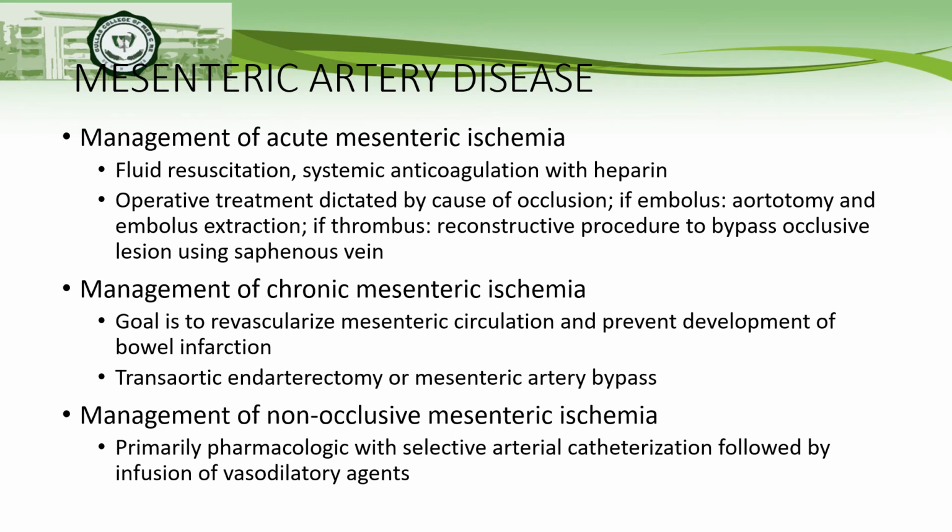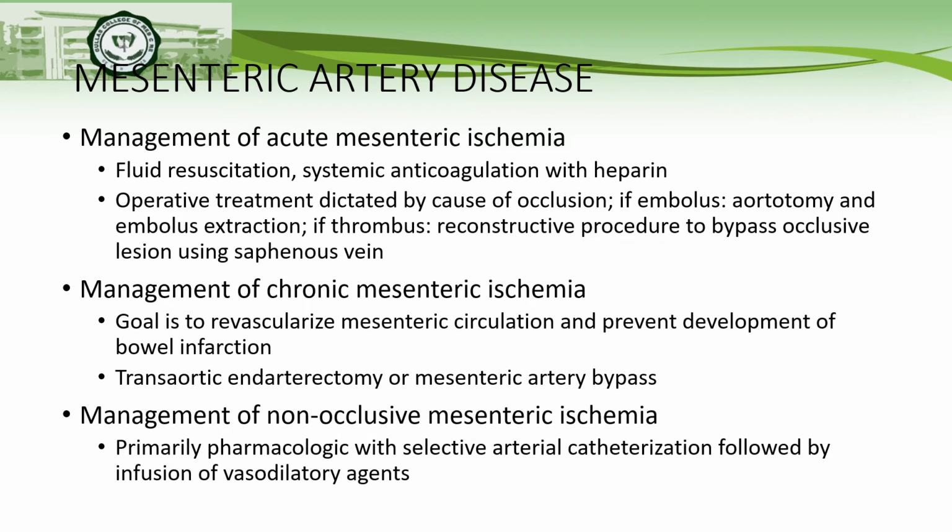So how do we manage mesenteric artery disease? For acute cases, of course, we do fluid resuscitation first and start systemic anticoagulation with heparin. The operative treatment is dictated by the cause of occlusion. If it is an embolus, we do aortotomy and embolus extraction. If it is a thrombus, we can do a reconstructive procedure to bypass the occlusive lesion using the saphenous vein.